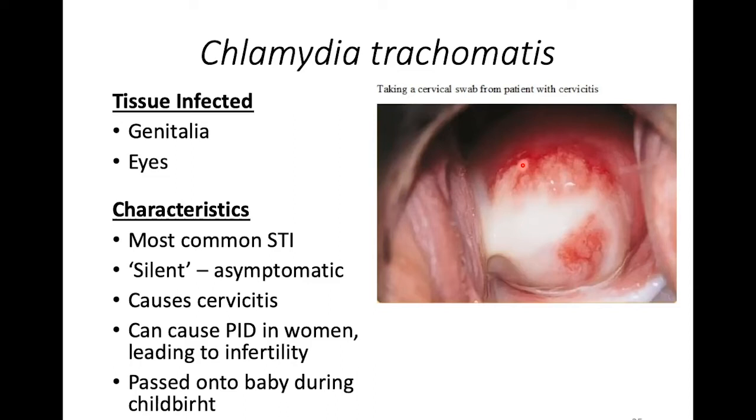And so ultimately that can result in PID, pelvic inflammatory disease. And because it affects the upper reproductive organs, it can lead to infertility. Now, during childbirth, the fetus is going to be exposed, and ultimately, this bacterial infection of chlamydia can be passed on to the child during the childbirthing process.